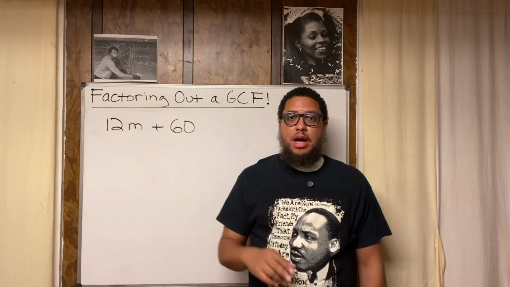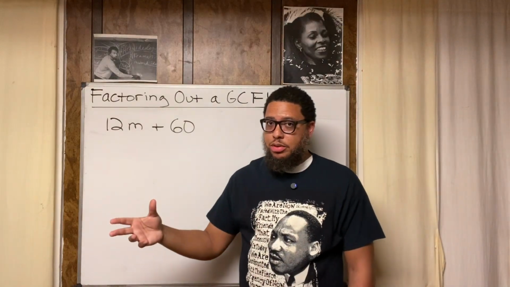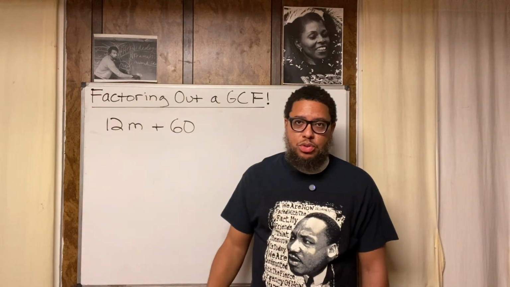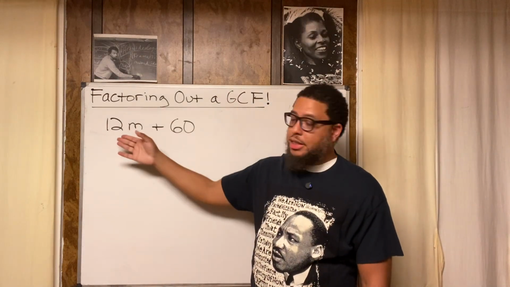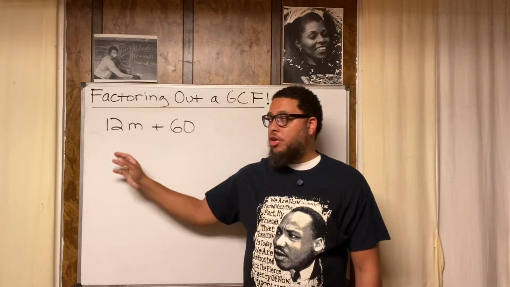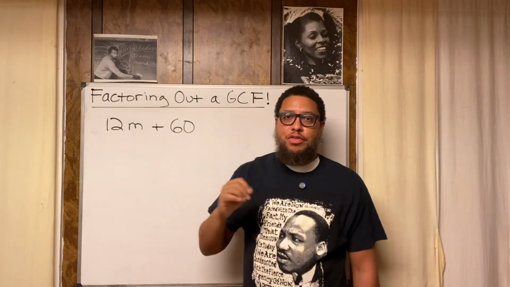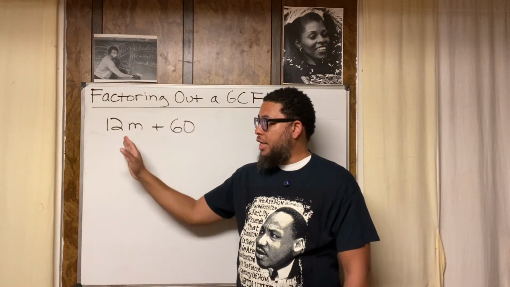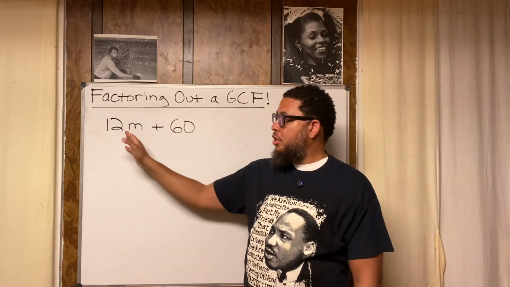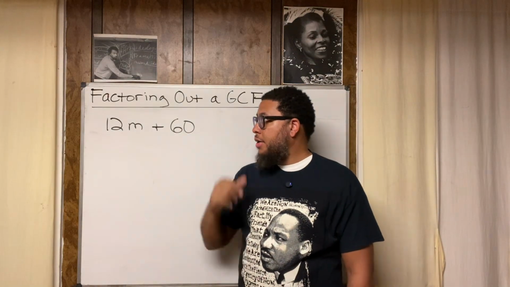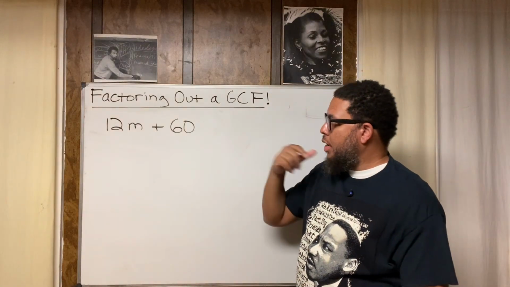Now, we can find the greatest common factor with straight numbers or whole numbers, which is something you may have done in elementary school, or we can find a GCF of an algebraic expression. In this case, a binomial. This is referred to as a binomial. Why? Because the prefix bi means two, and this has two terms. 12m is the first term, 60 is the second term. 12m plus 60. All right, so how do I start?